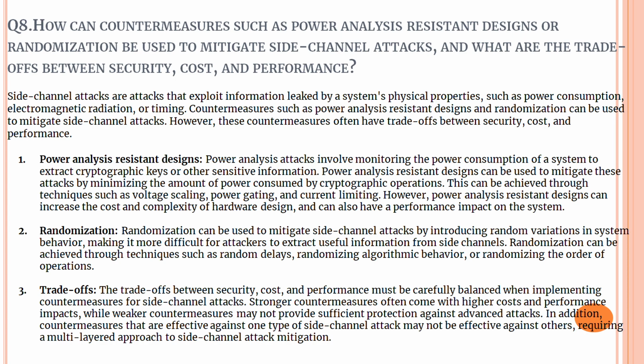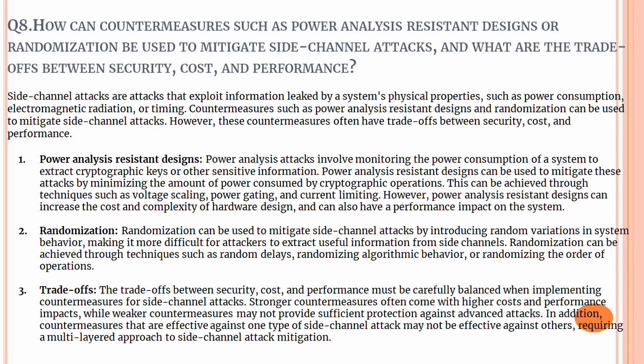Let's see the answer, which says side channel attacks are attacks that exploit information leaked by a system's physical properties such as power consumption, EM radiation, or timing. Countermeasures such as power analysis resistant designs and randomization can be used to mitigate side channel attacks. However, these countermeasures often have trade-offs between security, cost, and performance.